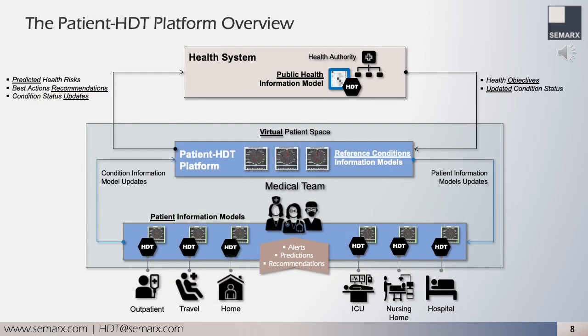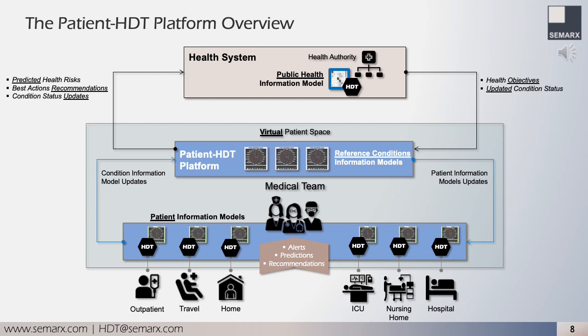In a larger environment, this process would involve many patients and a virtualization platform, the Patient Human Digital Twin platform. Each patient has their own human digital twin that observes and monitors their progress. These digital twins are based on reference condition models, with each patient having a subset of all these models tailored to their specific needs. The Human Digital Twin provides updates to the medical team based on the patient's progress in the form of alerts, predictions, and recommendations.